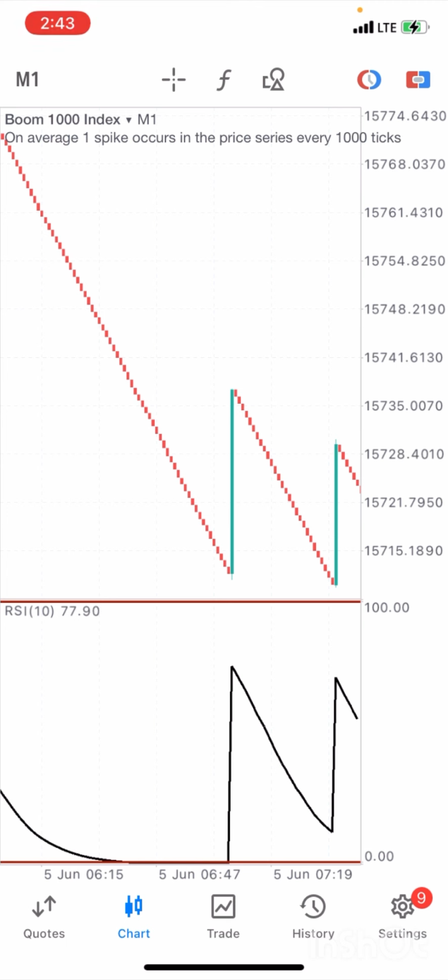Now this strategy works perfectly for both boom and crash markets. It works for boom 1000, boom 500, whatever boom market, and it also works for the crash market. Crash 1000, crash 500, crash 300, all of them work perfectly. But you have to be sure that all of the conditions that I'm going to explain in this video are met before you make an entry.